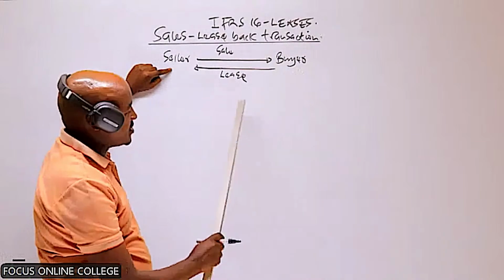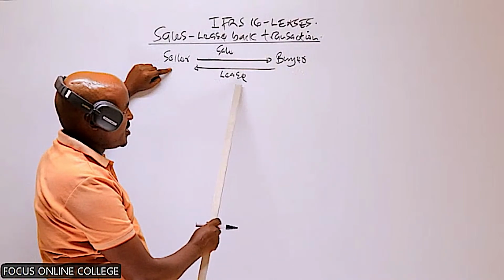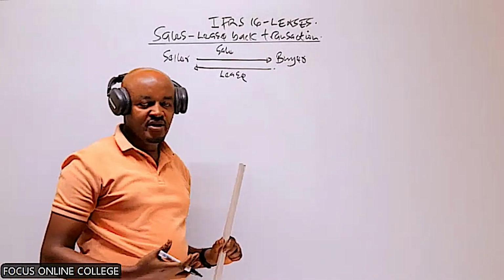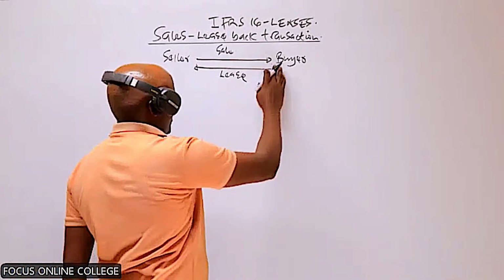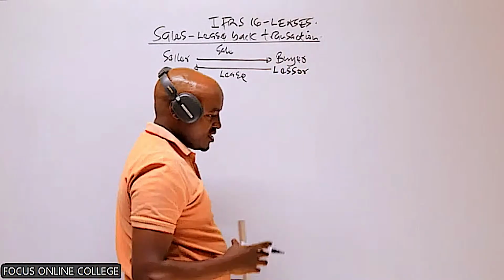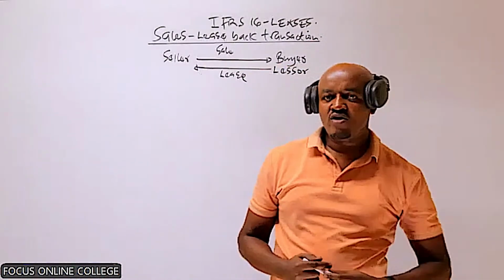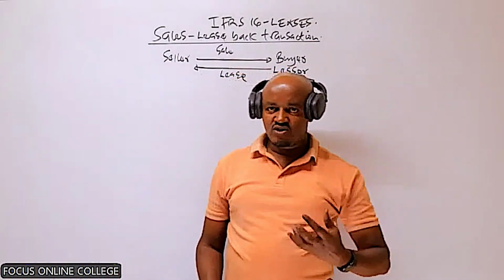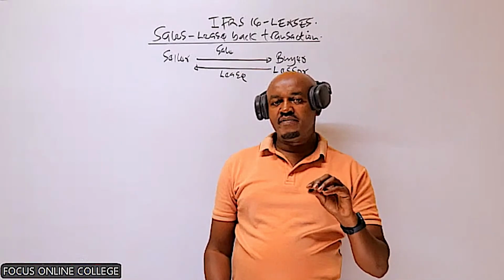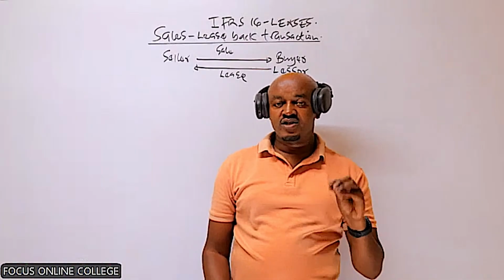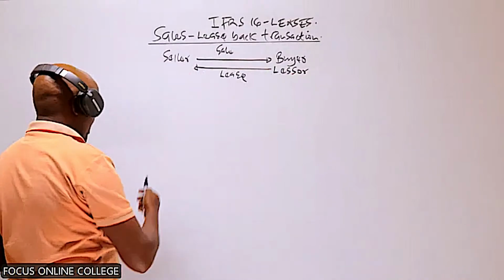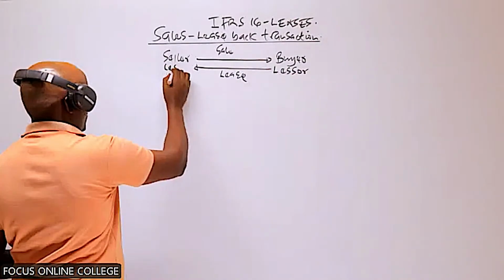Now, once these two companies have entered into this lease agreement, the company which now owns the asset and has leased it back is called the lessor. Remember, the lessor is the owner of the asset. If you are the owner of the asset, you are the person leasing out the asset. You are known as who? The lessor. And the person who is given the right to use that asset is called who? The lessee. So this company is the lessor, whereas this company here is the lessee.